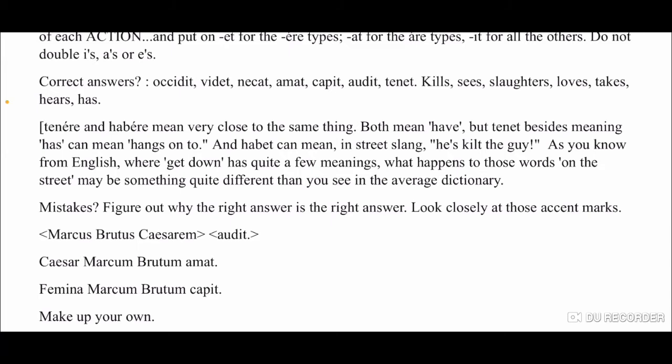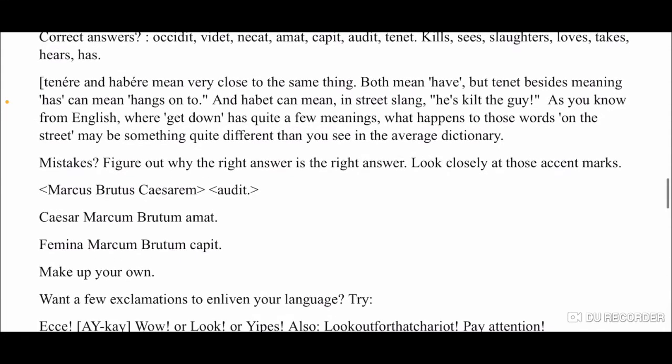Correct answers: occidit, vidit, necat, amat, capit, audit, tenet, kills, sees, slaughters, loves, takes, hears, has. Tenere and habere mean very closely the same thing, both meaning have, but tenet, besides meaning has, can mean hangs on to, and habet can mean, in street slang, he killed the guy.